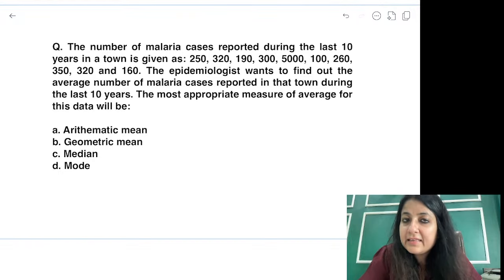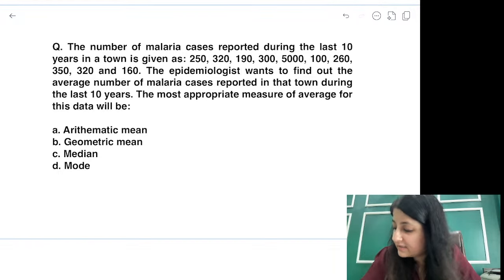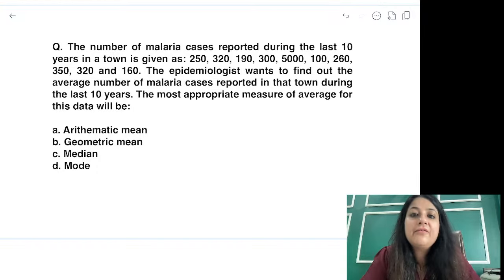Number of malaria cases reported during the last 10 years in a town is given as 250, 320, 190, 300, 5000, 100, 260, 350, 320, 160. An epidemiologist wants to find out the average number of malaria cases reported in that town during the last 10 years. What is the most appropriate measure of average for this data?